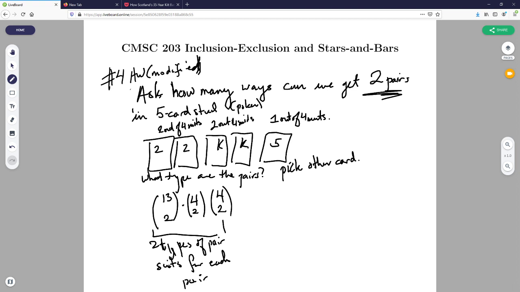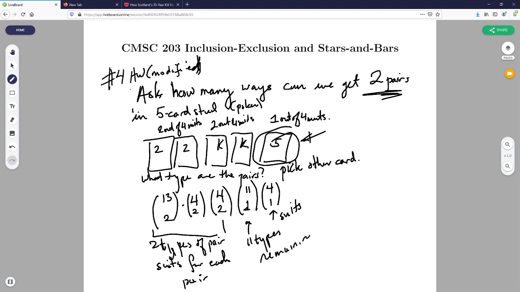But we're not done yet, because we still have to pick this last card. So how do we pick the last card? What we do is we say to ourselves, okay, we need to pick out of the 11 remaining, we need to choose one. And then we need to choose one for the suit. All right. So this would be the answer to this question.